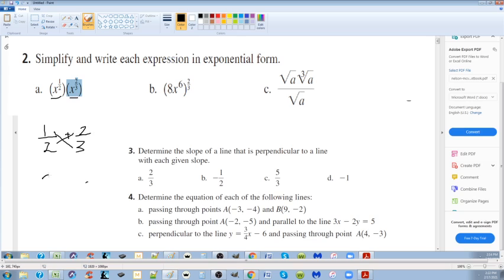Cross multiply. I get 3 plus 4, all over, when I multiply these bases, 6. So that's 7 over 6, which means it's x to the 7 over 6, which is x to the 1 and 1/6. Well, we don't need the 1, so it's just x to the 1/6. And that is the same as x to the 6th root. That's what a 1 over 6 means.